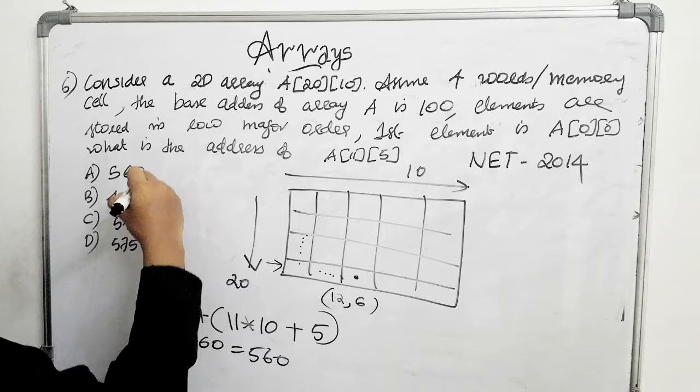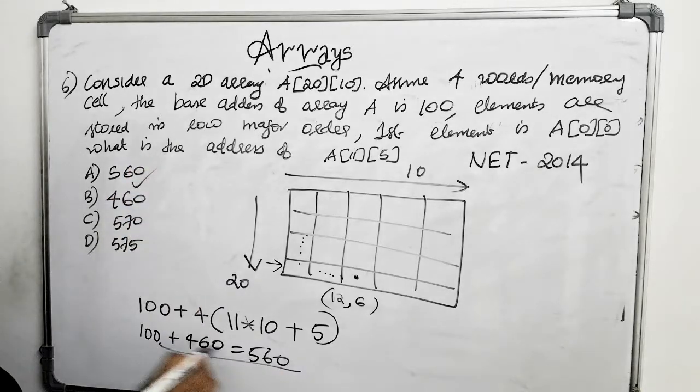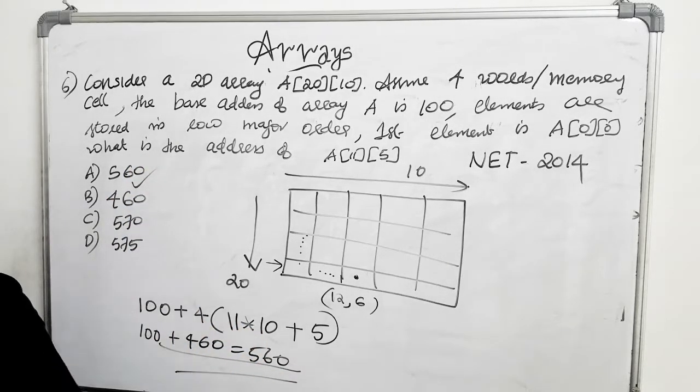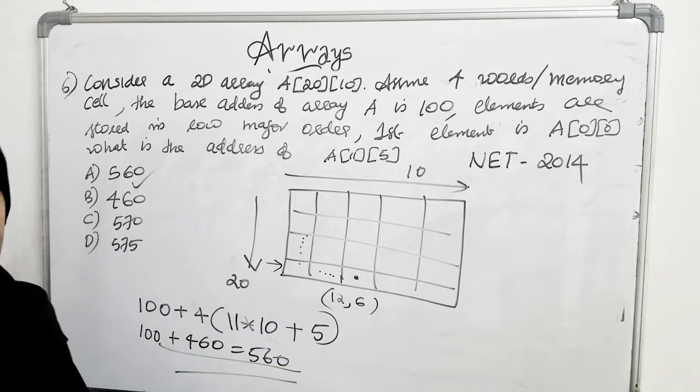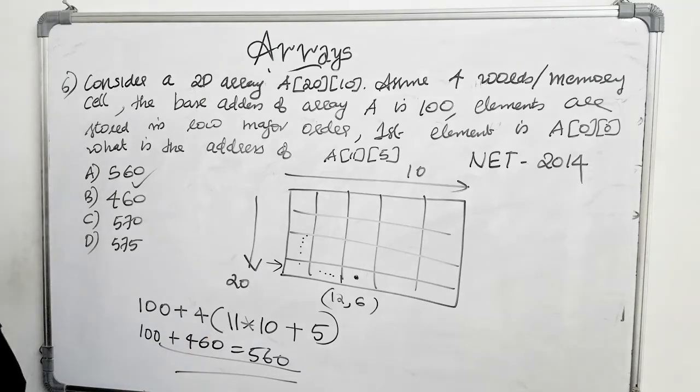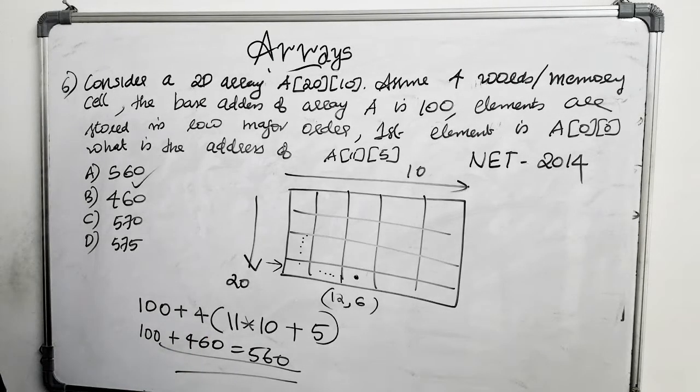560. So this is the answer for this. In the previous question we gave the format. In this question we took actual values. That was the generalized equation in the previous question. Okay, so hope this is clear now. We will move on to the next question.